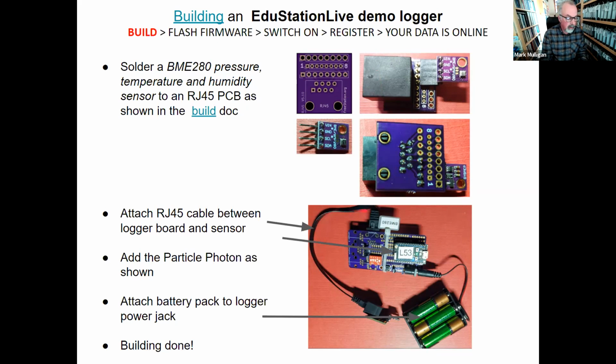Once you've got the sensor together, you attach the sensor with an Ethernet cable. We use flat ones because they're easier to manage, between the sensor and the main logger on its board here. You add the Particle Photon, you just push it into the headers that you've soldered. You attach the battery pack. In the classroom demo, we use simple rechargeable nickel metal hydride batteries because they're very safe. In the field, we usually use lithium batteries, but of course, you short circuit those and you have problems. So these are much safer, and then you're done.